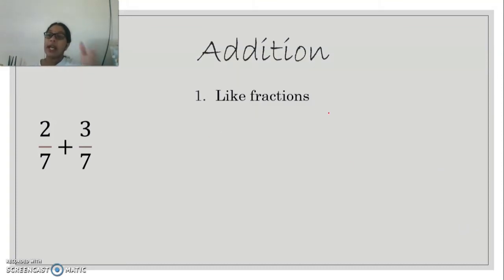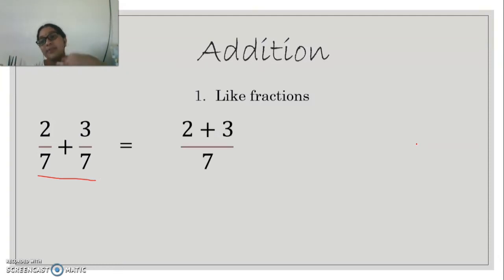Now, firstly, what happens if we have like fractions? Let's take the example of 2 by 7 plus 3 by 7. Again, in addition, subtraction, multiplication and division, we are going to be looking at the denominator. Here the denominator is the same, so we just add the numerators. 2 plus 3 is 5. So 5 by 7 is the answer. Like fractions are really easy.